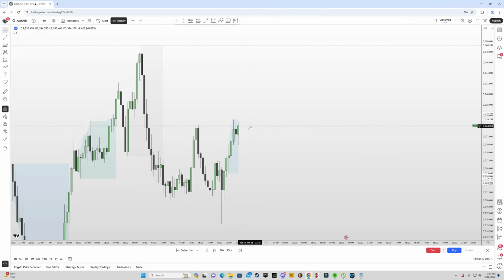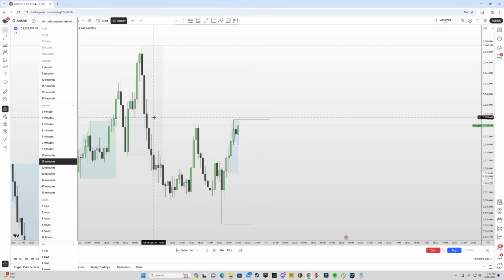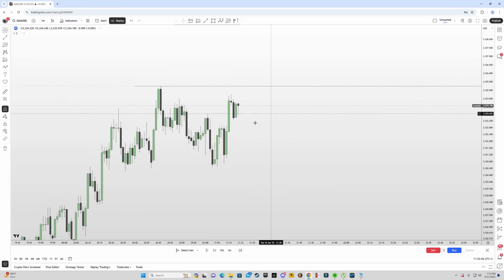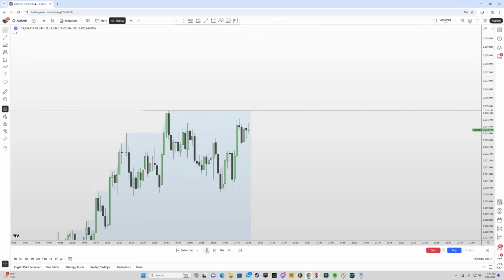So what do we have now? We didn't get a market structure shift. We couldn't take the 8 p.m. trade. Then we have the most recent high and the most recent low right here. Very easy stuff, guys. If you don't get a trade for 8 p.m., just move on to the 9 p.m. Now let's go to the 1 minute. We have the 9 p.m. open somewhere around here. And right after we get a sweep, we look for a market structure shift.